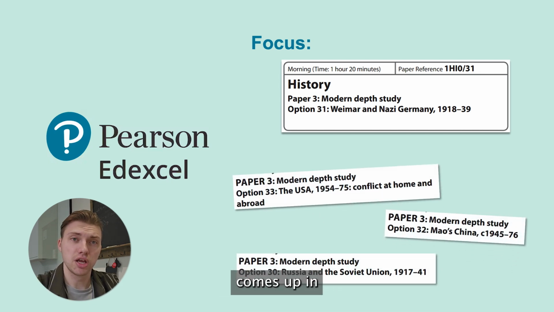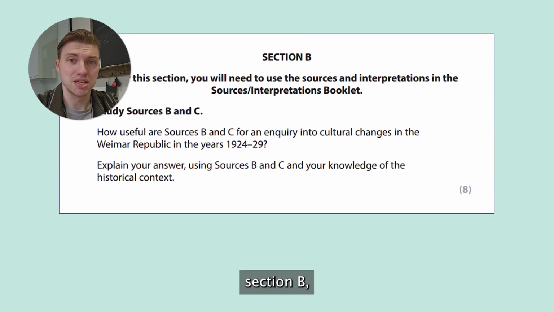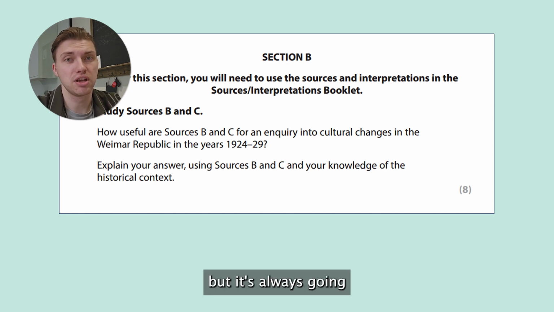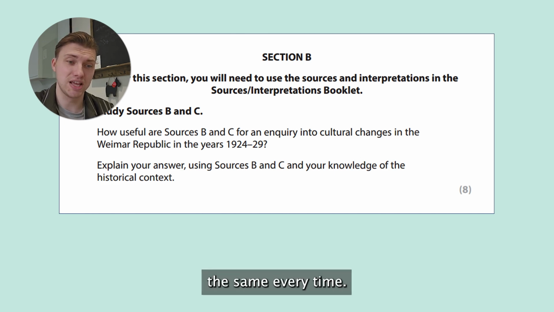So this question comes up in section B, and the numbering of the question is 3A. Now this can come up in a variety of different forms in terms of the historical context that it's going to apply to and the particular focus of the question. But it's always going to stay in the same structure. So the question is going to be worded the same every time.